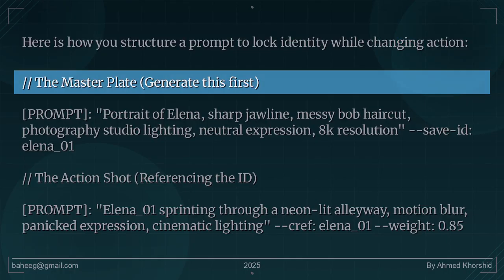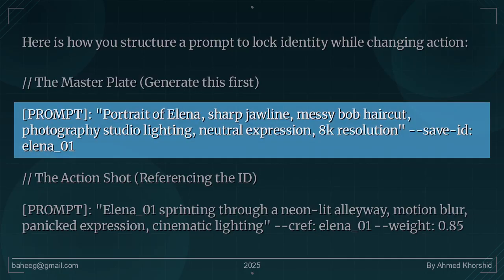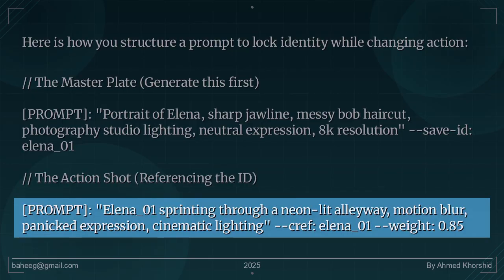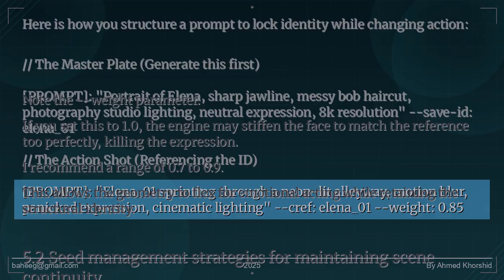// the master plate. I generate this first. Prompt: portrait of Elena, sharp jawline, messy bob haircut, photography studio lighting, neutral expression, 8K resolution, save ID: Elena_01. // the action shot, referencing the ID. Prompt: Elena_01 sprinting through a neon-lit alleyway, motion blur, panicked expression, cinematic lighting, cref: Elena_01, weight 0.85.